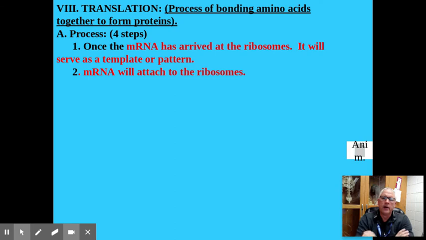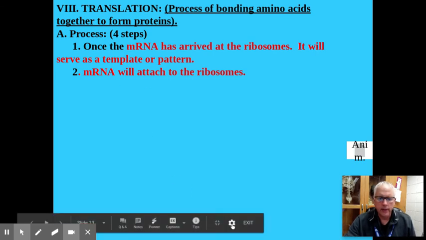Once that messenger RNA has arrived at the ribosomes, it literally will attach itself to the ribosomes, and it's going to serve as a pattern. The good news is we can use that pattern over and over and over again. So if I need to build 1,000 blood cells because my blood cell numbers are down, I make a messenger RNA template and I use it 1,000 times. Don't have to make it every time. So don't think we have to make a messenger RNA every time we need a cell. We can reuse those over and over again. Messenger RNA is going to attach.